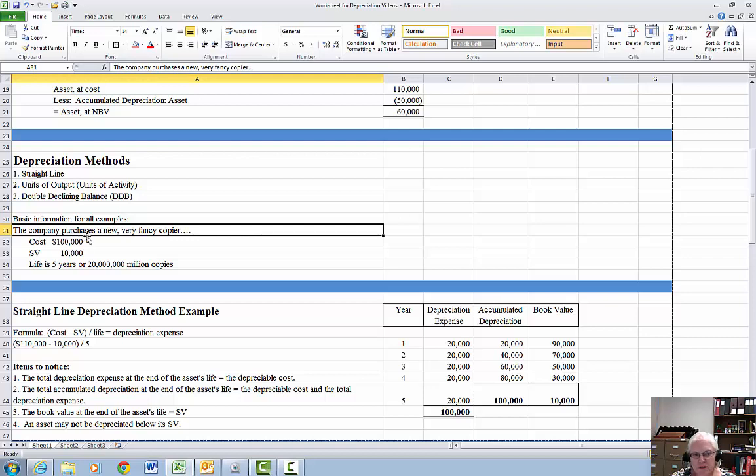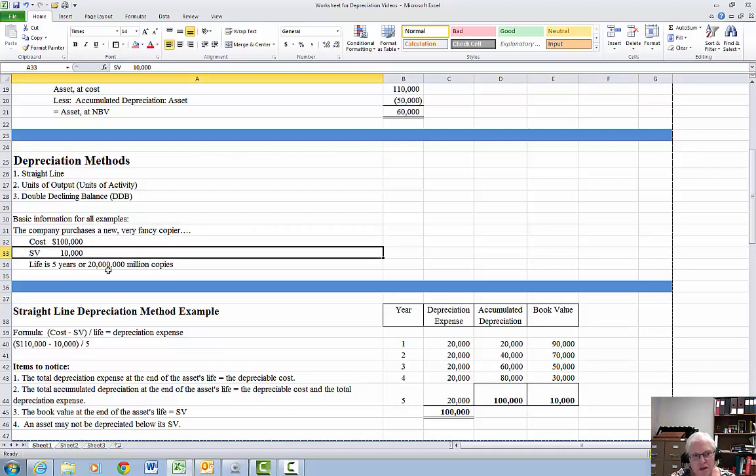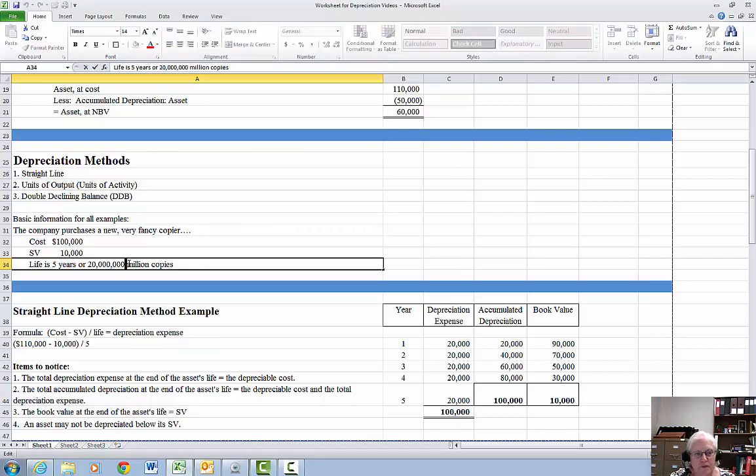We're going to pretend that a company purchases a new very fancy copier. The cost is $100,000. Its salvage value is $10,000, and it's going to last either 5 years or 20 million copies, whichever comes first. I guess I didn't need the word million in there, did I? Because it is 20 million copies. Okay, that's it for this one, and I'll see you in a minute with straight line depreciation.